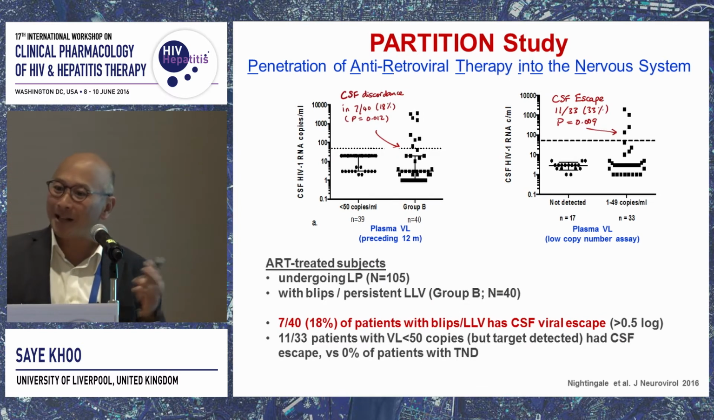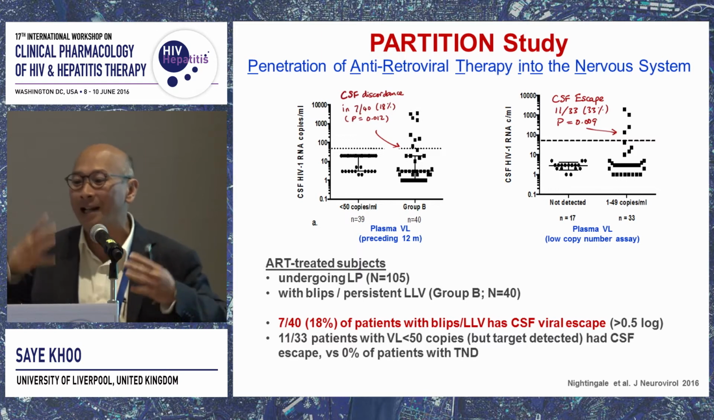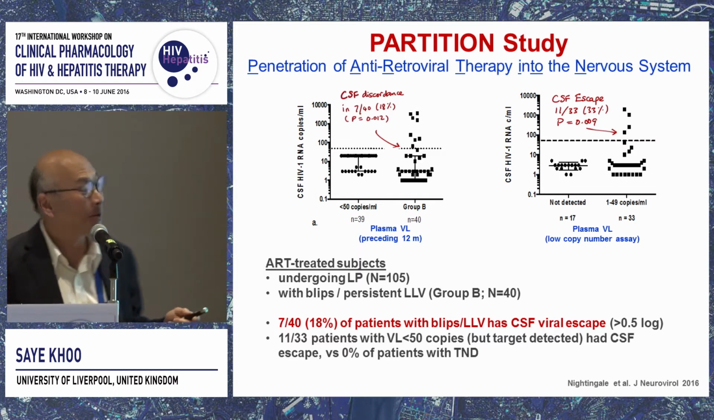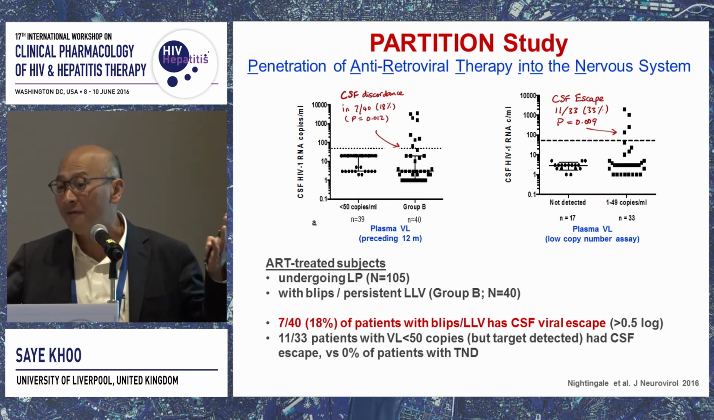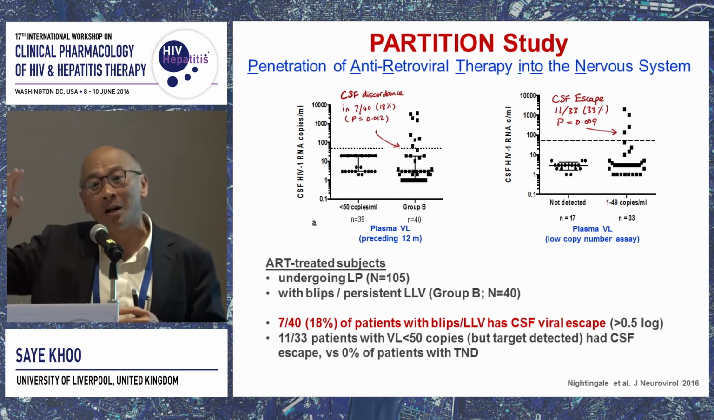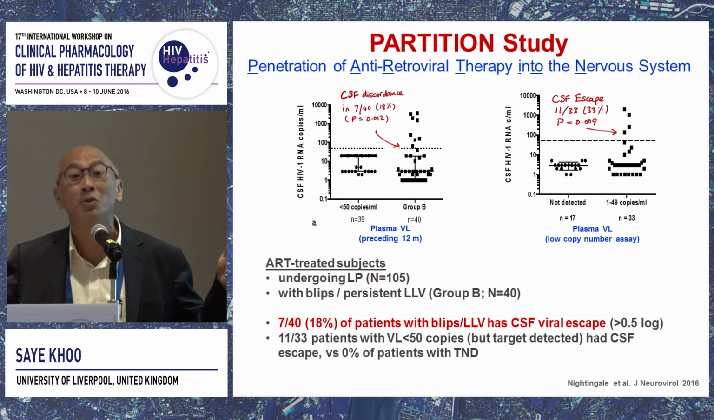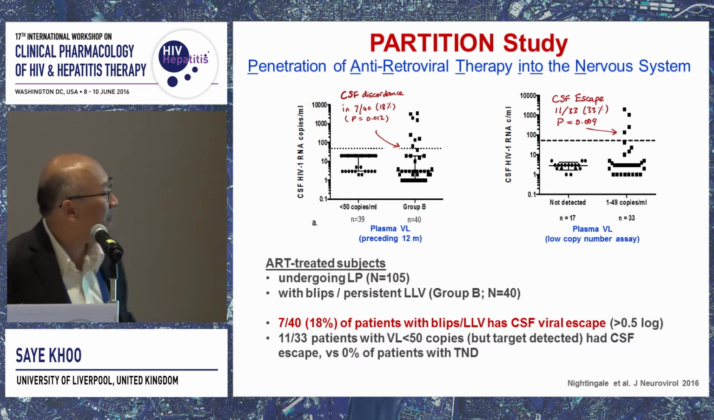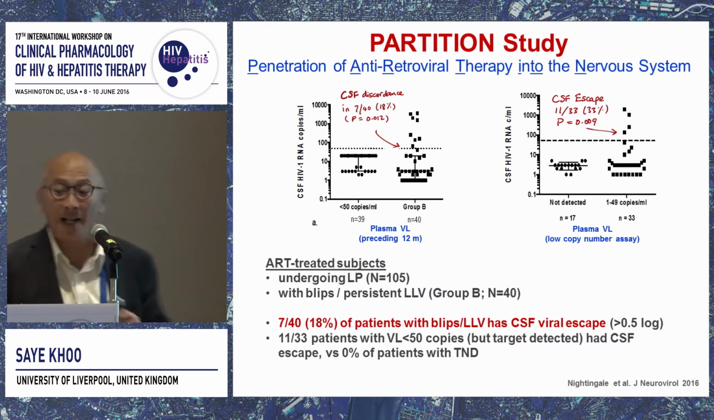So what about that research study? And David was involved in this study, involved in the design and articulating the questions that we wanted to ask. And so we took people who were long-term suppressed, and we looked at their CSF. And then we took people who were persistent low-level viremics or blippers, and we did their CSF. And there was no indication to do a lumbar puncture. We found that 1 in 5 patients who blipped or had low-level viremia had a CSF viral escape.